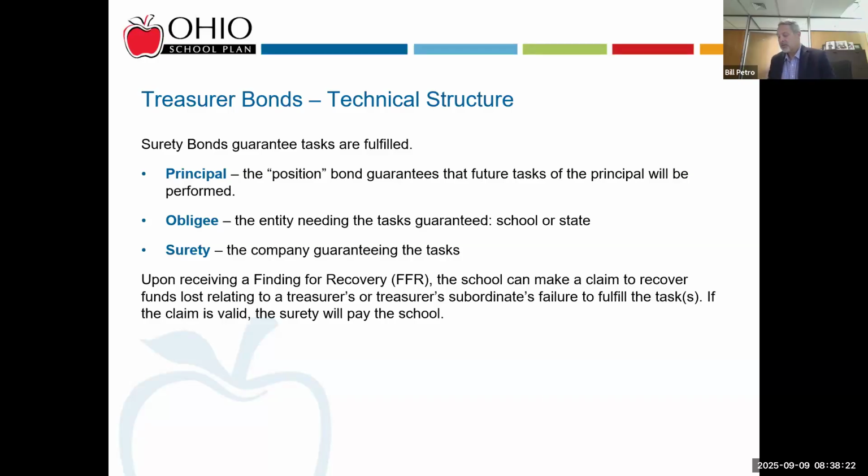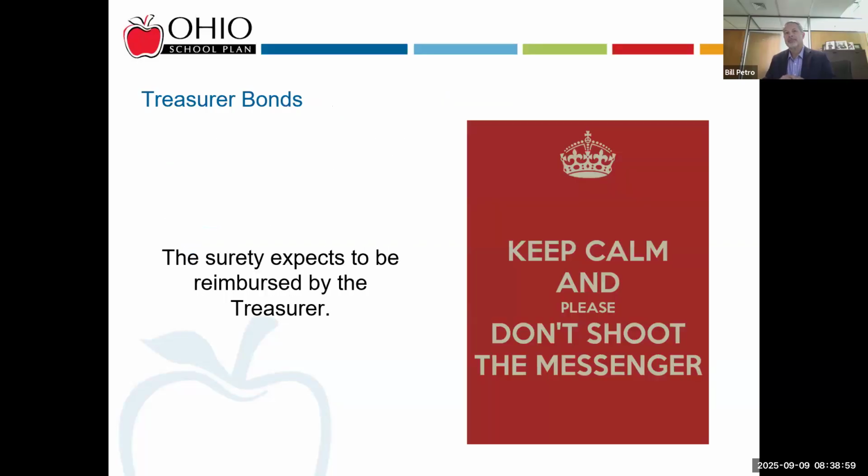And if there's a finding for recovery, or something happens where the state comes in and audits and there are issues or problems, they could have a finding for recovery. The school makes this bond claim, or the state can do that on your behalf. And that bond will come in and take care of that, because the bond guarantees the tasks will be done properly. Kind of makes sense there. Okay.